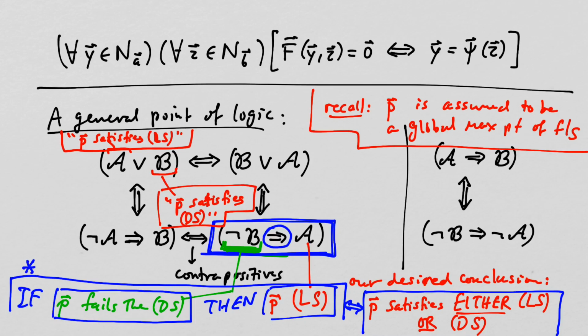But once we phrase it as a conditional, we can use the technique of conditional proof, which would be to assume that P fails to satisfy the degeneracy system, make that an extra assumption, and based on that extra assumption, plus the given hypotheses, we would wish to derive that P must be a solution of the Lagrange system. Okay, so that's the logic here.